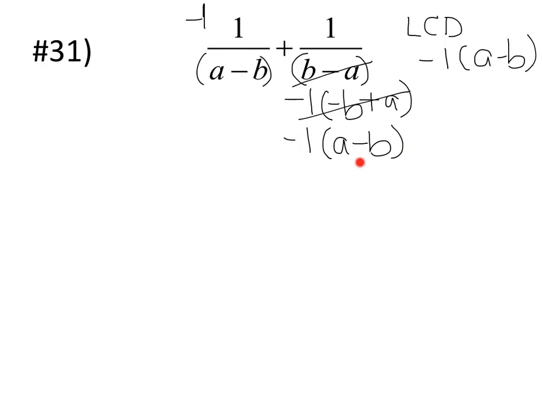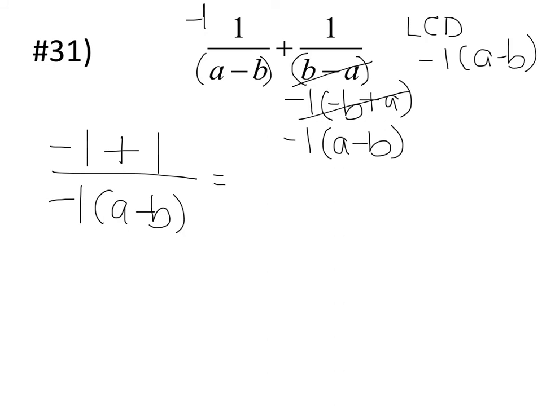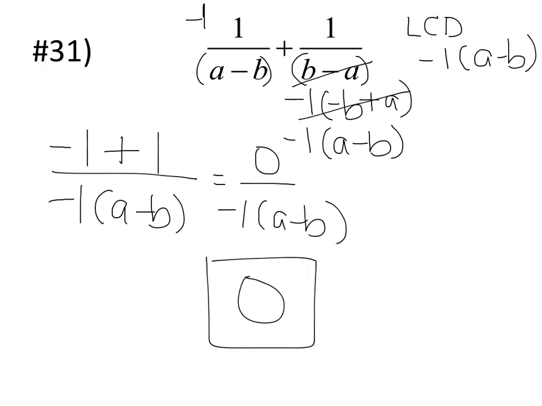And what is this one missing? Nothing, so we're good there. So we're going to do negative 1 times 1 is negative 1 plus 1 over negative 1 times a minus b. And negative 1 plus 1 is 0 over negative 1 times a minus b. And 0 over anything is just 0. So your answer is 0.